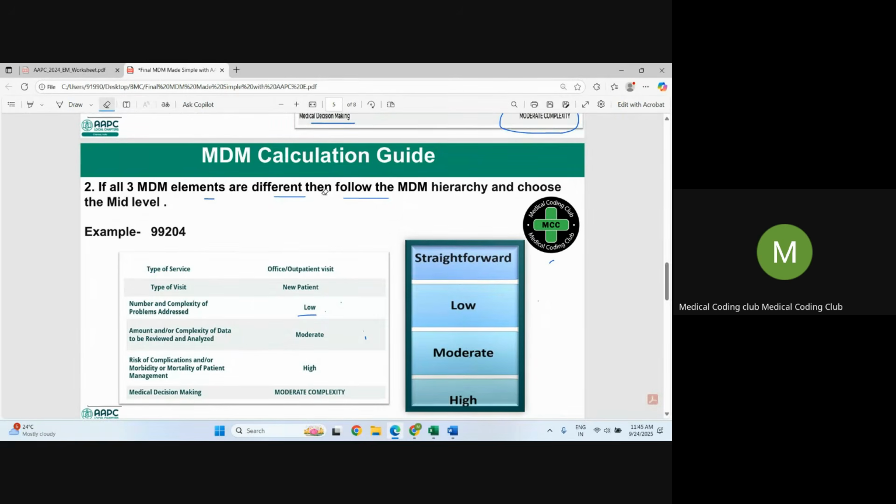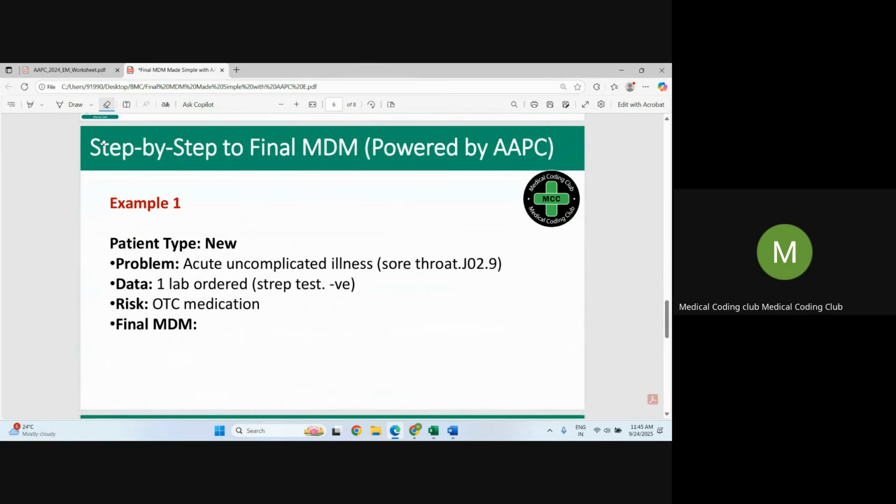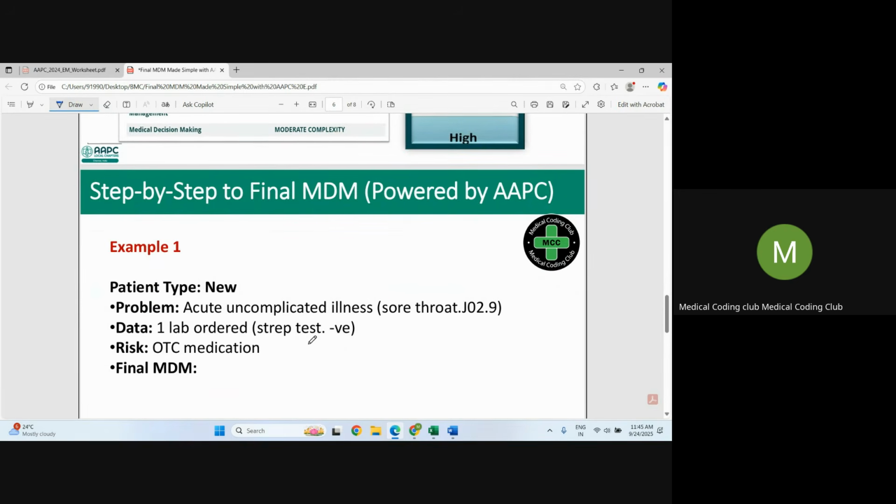So next, moving to an example. With this example, I can show you how to use the AAPC calculator. Example one: patient type is new, and the problem is acute uncomplicated illness. The example is sore throat. Sore throat is a medical condition that belongs to acute uncomplicated illness. And for data, they have ordered one lab; for risk, which is treatment, they have given OTC medication. Now we have to check what our final MDM is. So let's explore our E/M calculator now.